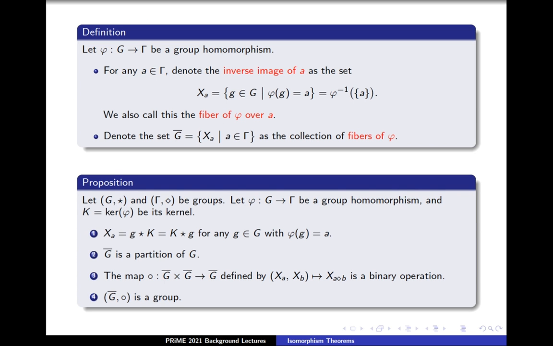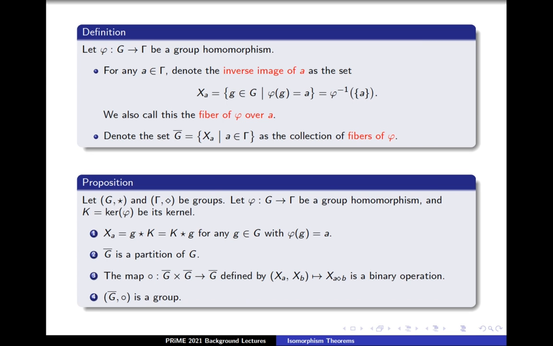Then we have the following proposition. Consider two groups G with binary operation star and gamma with binary operation diamond. Let phi from G to gamma be a group homomorphism, and K be the kernel of phi. Then we have, first, that X sub a is equal to g star K is equal to K star little g for any little g in G with phi of g equal to little a. Second, we have that G bar is a partition of the group G.